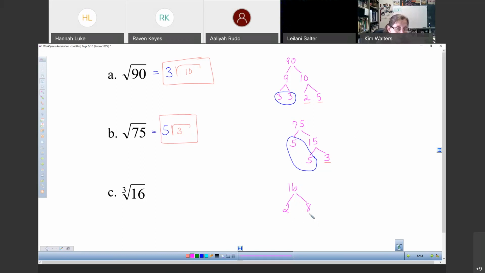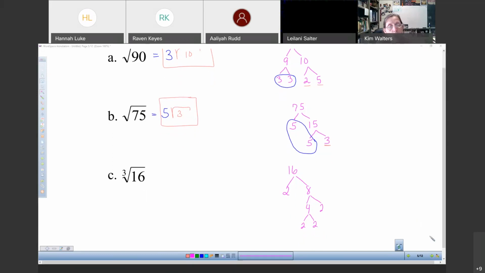2 is a prime number, 8 is not. 8 factors into 4 times 2. 2 is a prime number, 4 is not. 4 factors into 2 times 2, okay? So again, I'm looking for 3 of a kind. What do I have 3 of? Well, the only thing I got is 2s, right? So that was kind of easy to figure out.